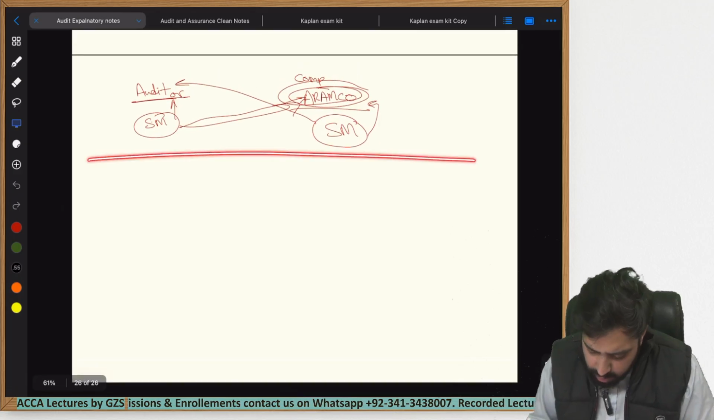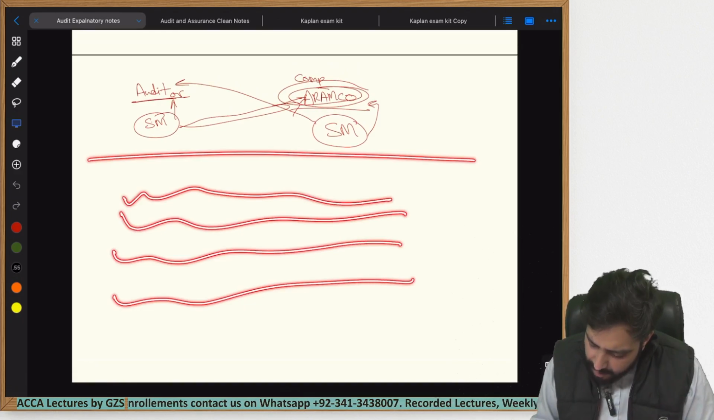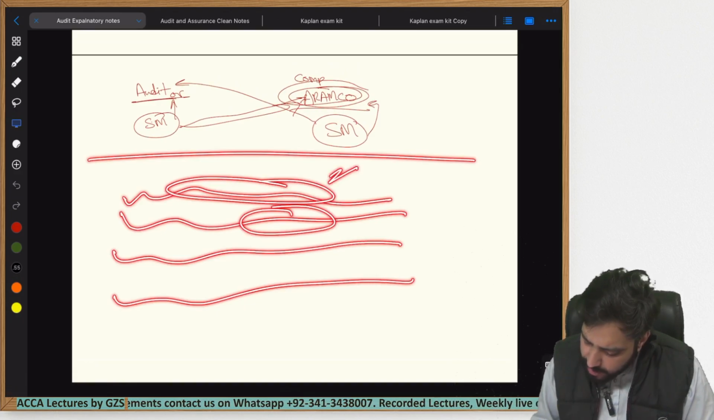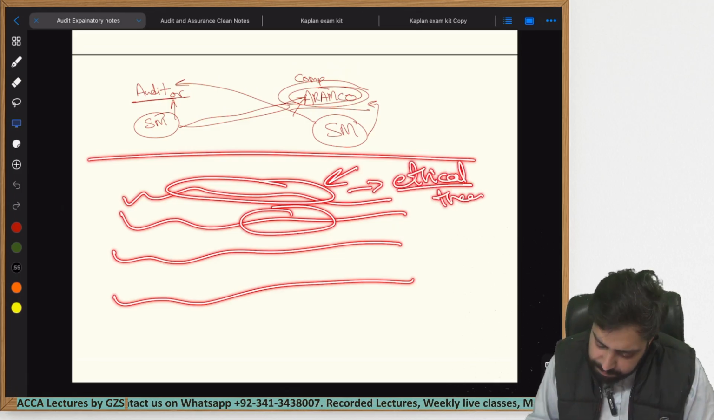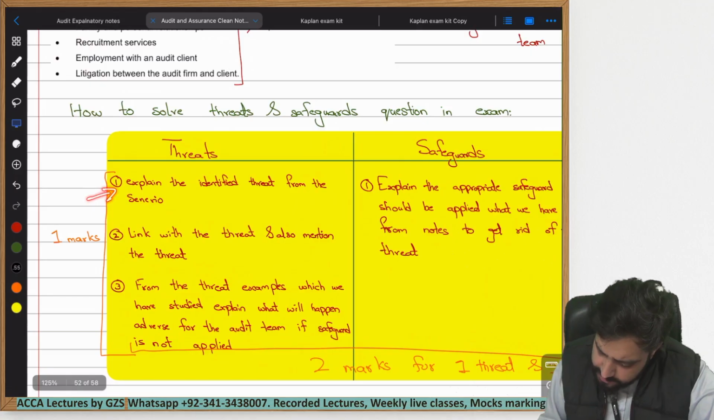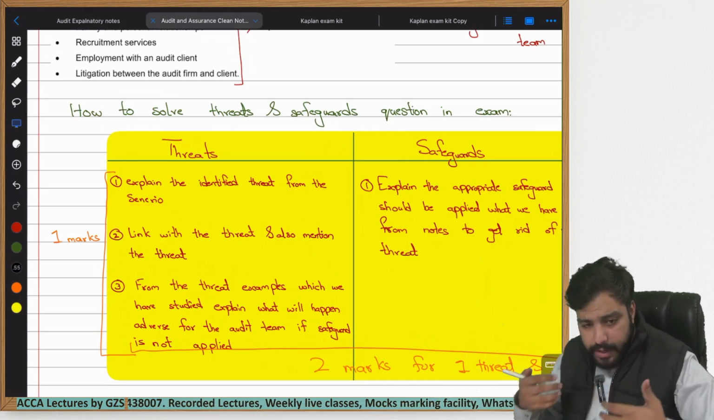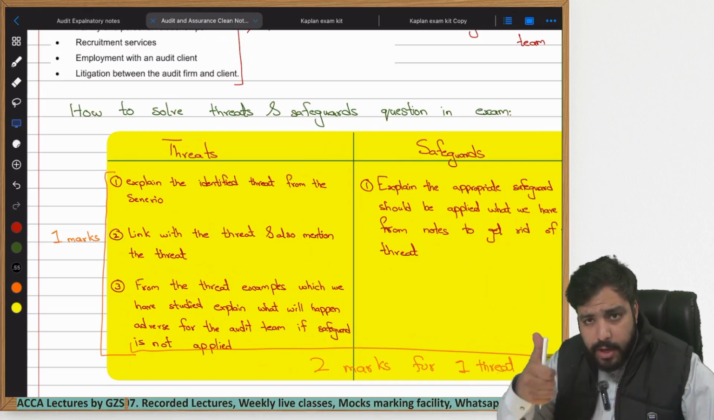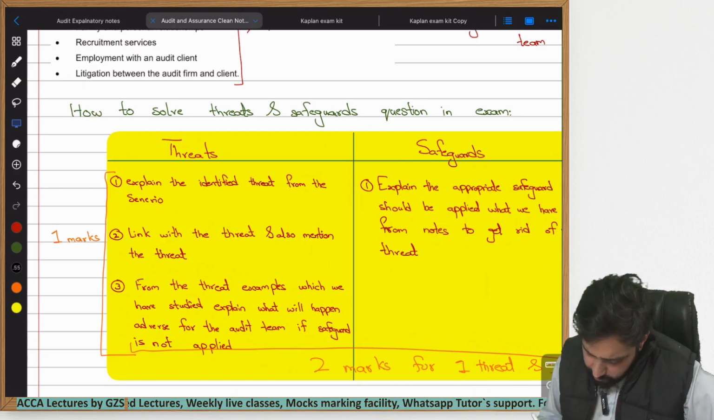Now, in order to write down the threats, always remember, just like the CCG questions, the code of corporate governance questions, you will be given a story within the exam for ethical threats as well, and by reading every single line you will have to identify any kind of ethical threat that the auditor is facing. Now, how do you explain your ethical threats? The first thing you will have to do within threats is to explain the identified threat from the scenario in your own words. You will have to write down what is happening within the scenario, already written there, but only in your own words.